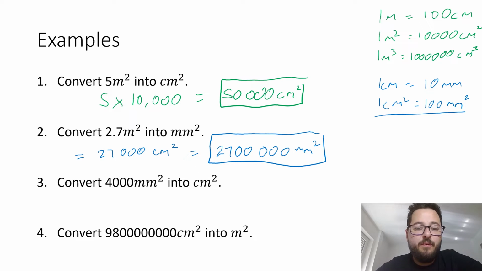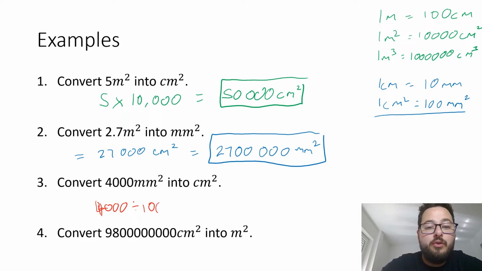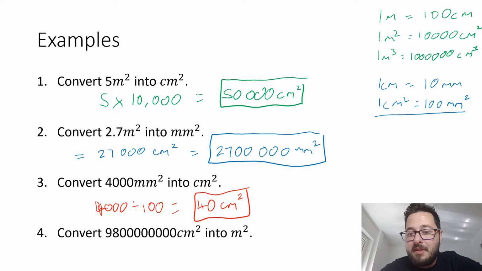Alright, next we want to convert 4,000 millimetres squared into centimetres squared. Well, remember that 1 centimetre squared is 100 millimetres squared. So from millimetres we're going backwards to centimetres, so we divide by 100. So this is just going to be 4,000 divided by 100, which is 40 centimetres squared. Okay, so here there's a lot of timesing by powers of 10, dividing by powers of 10. So I think there's another video on that, so definitely check that out and have a bit of practice if you're not sure about what you're doing.